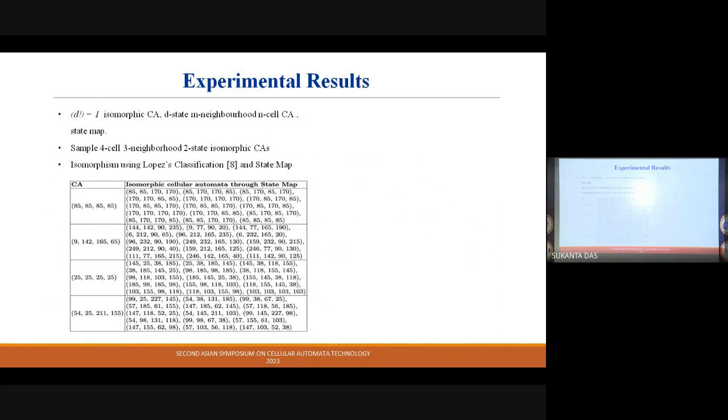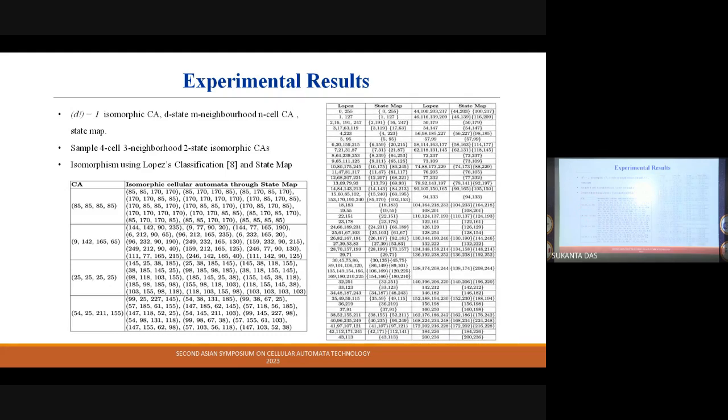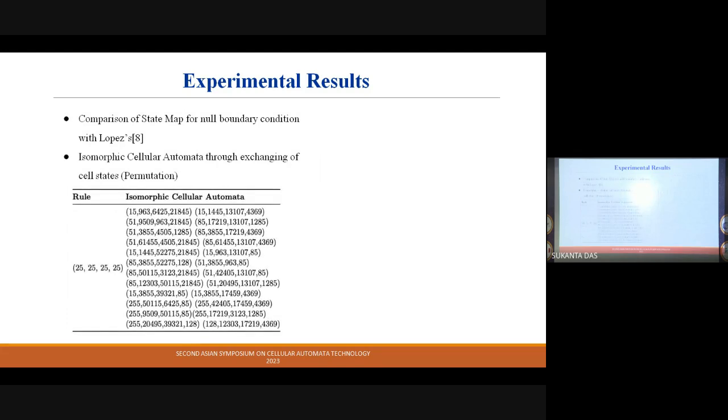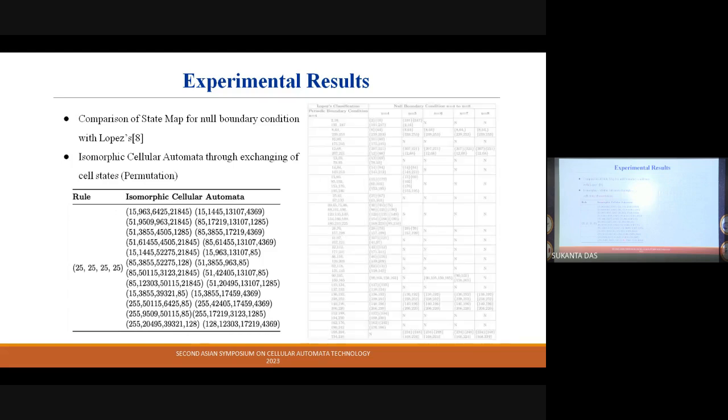So here are some experimental results with the Wolfram classification. The classification covers only uniform CAs, and we tested it with both uniform and non-uniform CAs. These are the state map sample results, basically. And these are the periodic boundary condition results with the Wolfram classification. Again, we are getting the permutation result like the state exchange method. Using this, we can get the 24 isomorphic results.